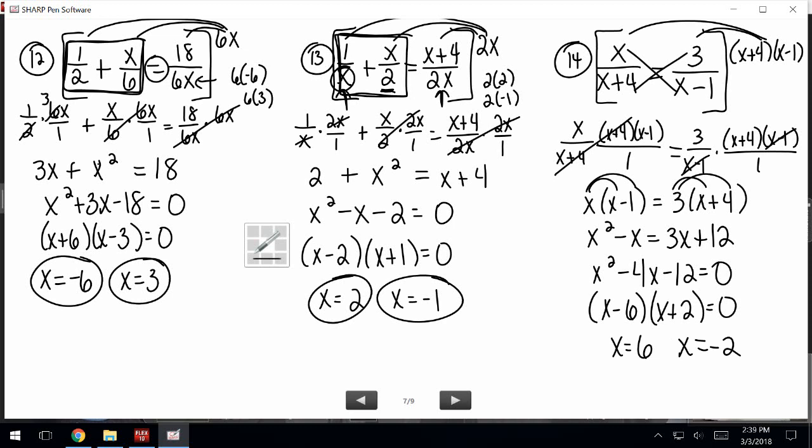All right, so let's see if we can plug those in and make any of these 0 on the bottom. So if I plug in 6 here to this one, that'll be 6 plus 4, which is not 0. If I plug in 6 here, that'll be 6 minus 1, which is not 0. So 6 works. All right, if I plug in negative 2 to the first fraction right here, that'll be negative 2 plus 4, which is not 0. And if I plug in negative 2 to the second one, that'll be negative 2 minus 1, which is also not 0. So they both work.